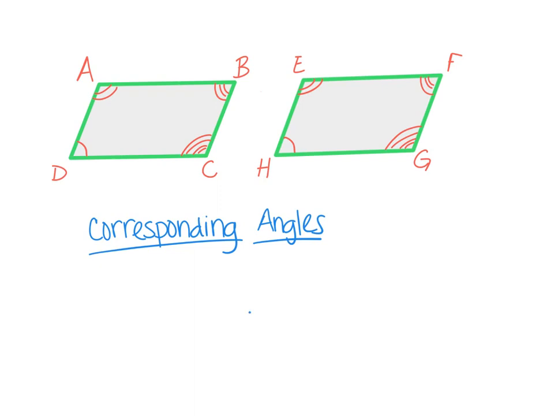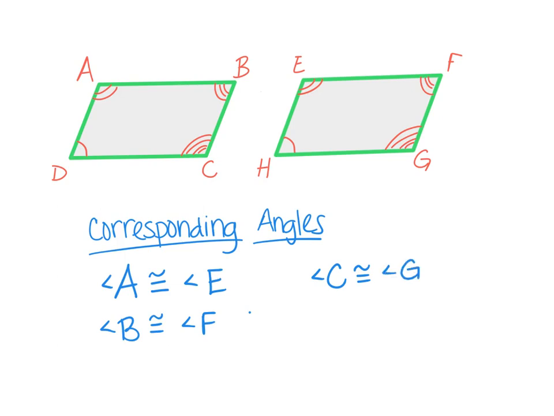So let's go ahead and name all of the corresponding angles. I'll just go in alphabetical order. Angle A is going to be congruent, and this is our symbol for congruent, an equal sign with a little squiggly line above it. So angle A is congruent to angle E. They both have the two arcs on them. Angle B would be congruent to angle F. Angle C is going to be congruent to angle G. And then finally, angle D is going to be congruent to angle H.